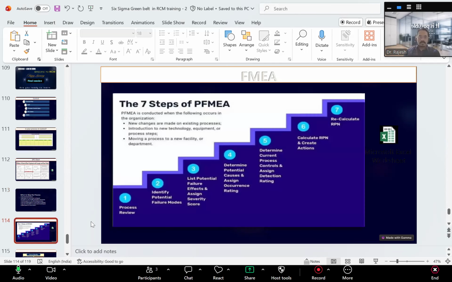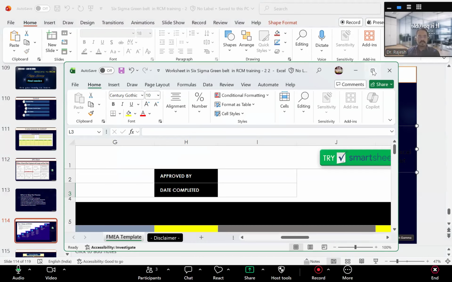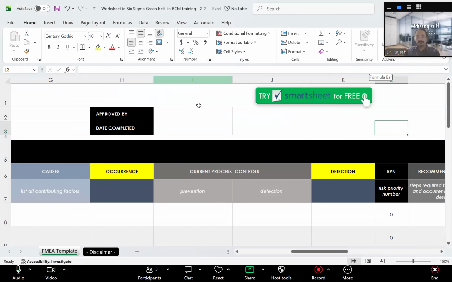The next one is also very, very important, which is the FMEA. What is FMEA? This is also one of the tools which will be helpful when you're starting a new project, right?